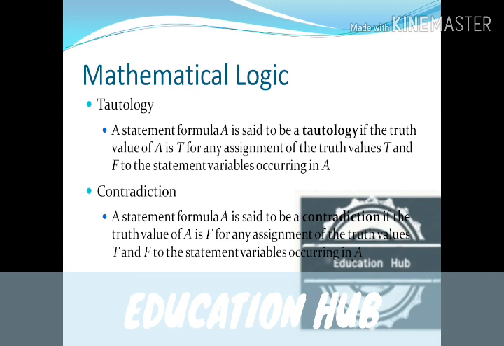Now tautology and contradiction. A tautology is always true; it cannot be false. A contradiction is always false; it can never be true. Follow the screen, you can get it properly there also.